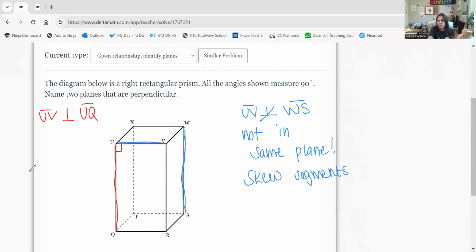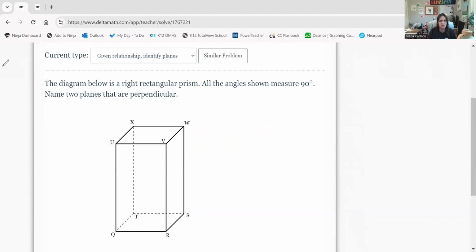Planes are perpendicular when they touch to form that 90-degree angle. They intersect to make that 90-degree angle, and they're parallel when they never ever intersect, when they're equidistant from one another. Same is true for parallel segments. Okay, I'm gonna clear these drawings.